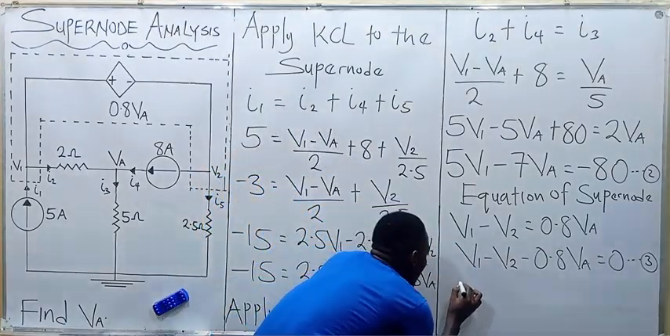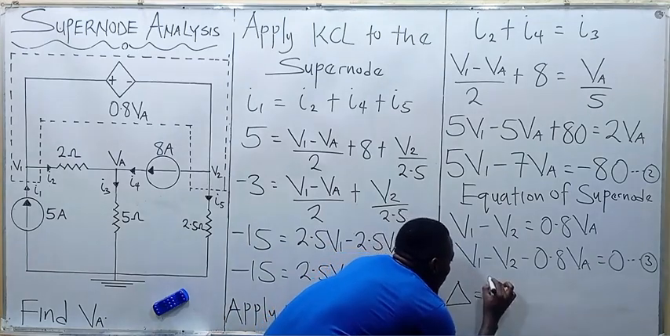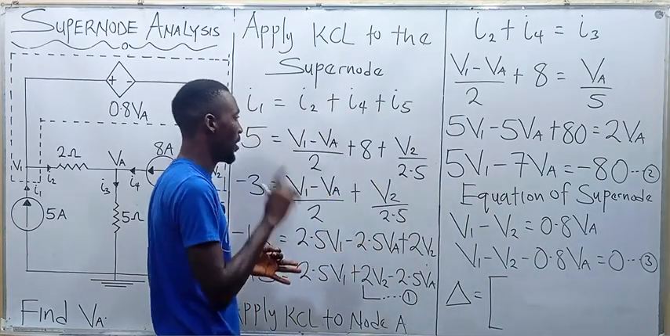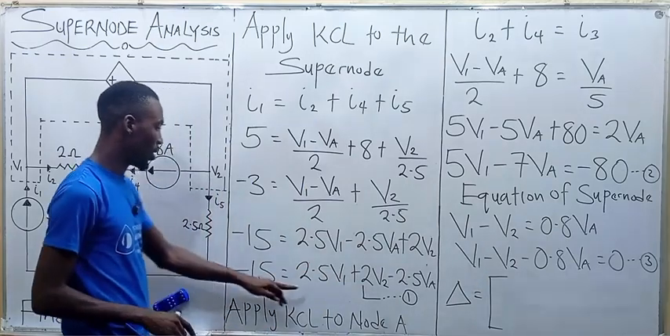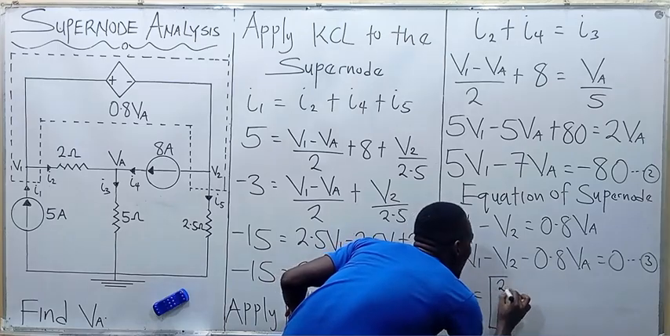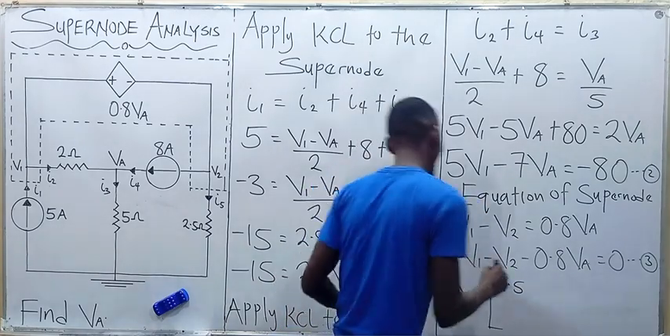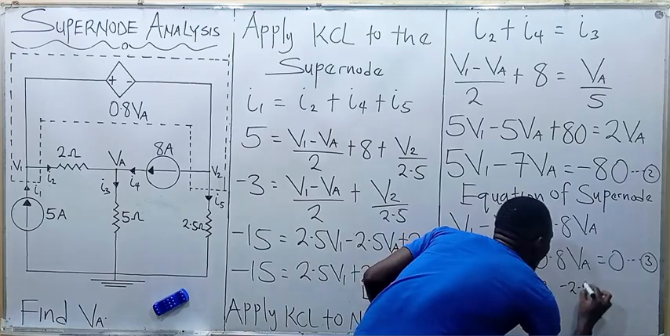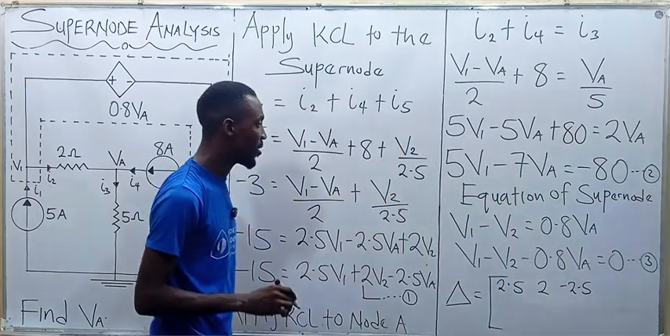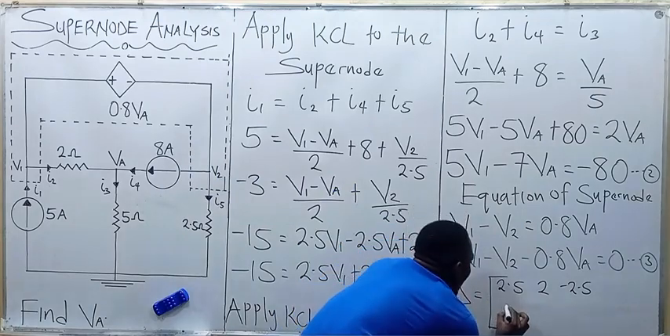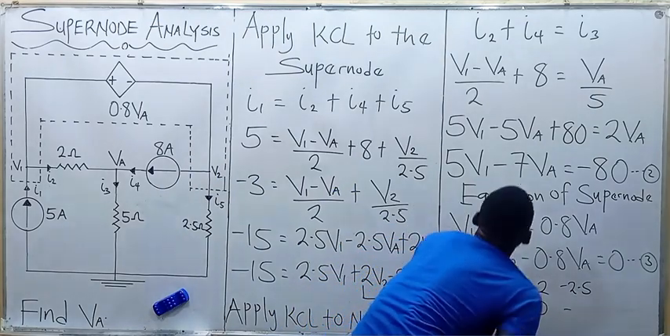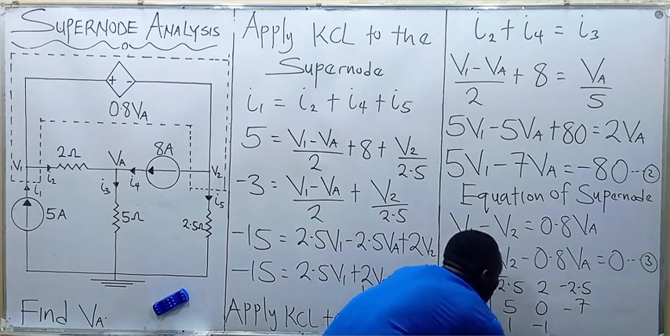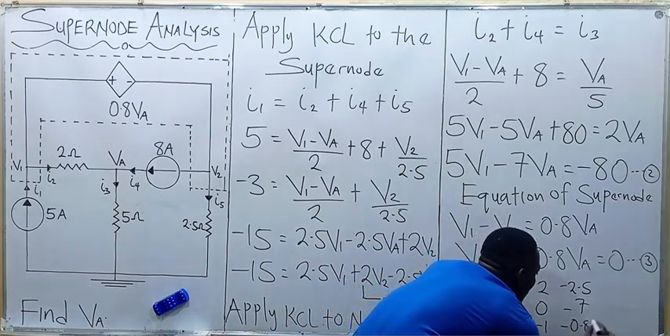So let's start with change. So change will be equal to the coefficient of V1, V2, and VA. So let's go to equation 1. It's going to be what? 2.5, 2, and minus 2.5. All right. So the second equation is going to be 5, 0, and minus 7. All right. So here we are going to have 1, minus 1, and minus 0.8.